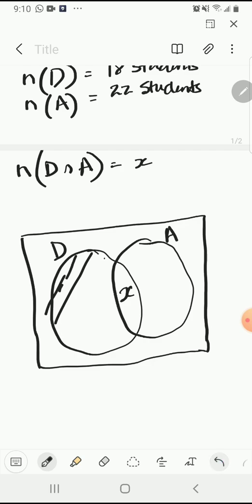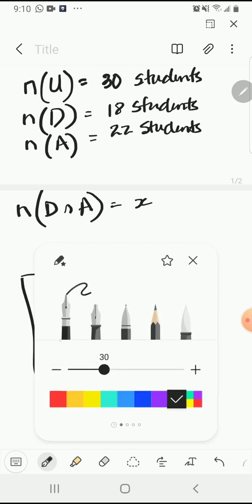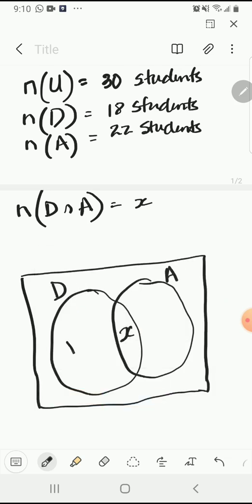All right. So now we know that those who like dancing is 18 students. Those who like dancing is different from those who like dancing only. So those who like dancing only must be 18 minus whatever x is. So that's what goes in dancing only, that section of the Venn diagram.